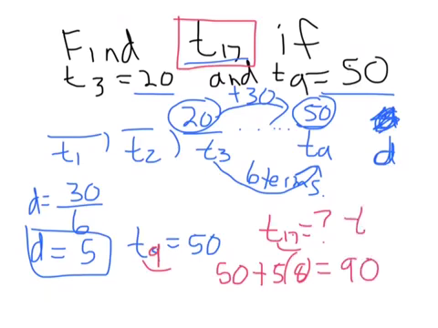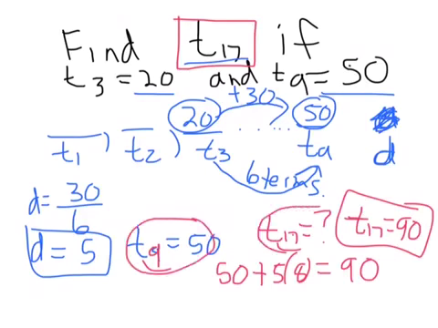Therefore, T17 is 90. Now, I did that in a bit of a tricky way, though, right? So I want you to go back over that. T9 was 50. I wanted to figure out T17. So that means I have to add on 17 minus 9, which is 8 more terms. What's each term value going up by? 5. So I start at 50, and I add 5 a total of 8 times to go from 9 to 17. 50 plus 40 is 90.